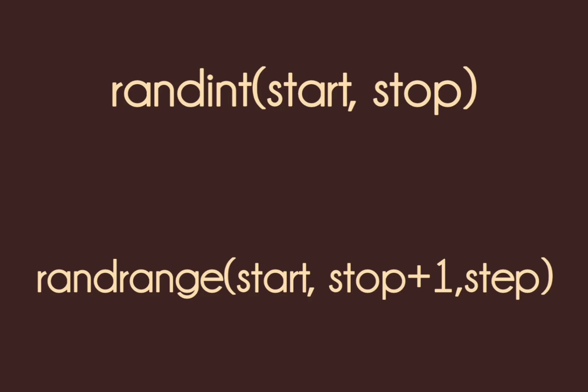And now when it comes to randrange, we will write randrange and in parentheses start and then stop plus 1 comma step. I have written stop plus 1 because randrange is an exclusive function. So if you want to stop at 5, then you have to write 6 there so that you can print 5 in your output. So this is what you have to keep in mind.